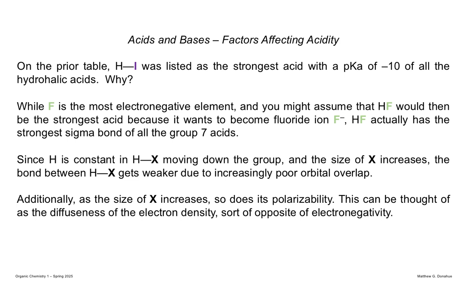So again, HF starts with the strongest sigma bond between hydrogen and those group 7 elements. HI has the weakest sigma bond, so you can think of it as almost being ionized to a greater extent. And due to the size, you have increasingly poor orbital overlap, which means the bond is weak. And then another term we use is polarizability. So that means the diffuseness of the electron density.